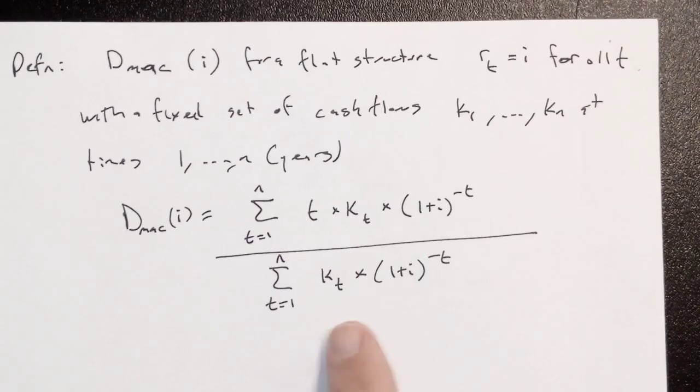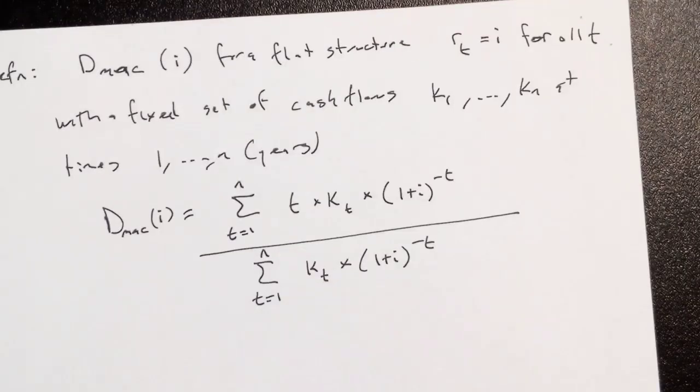Wait a second. This number right here, KT times 1 plus I to the minus T, that's the present value of the payment KT. This extra T right here says that stuff that is further away contributes more to the duration. So we're taking the present value and multiplying by how far out it is. The closer it is to now, the less it's going to weigh. The further it is from now, the more it's going to weigh.